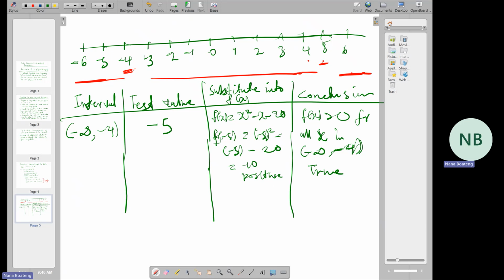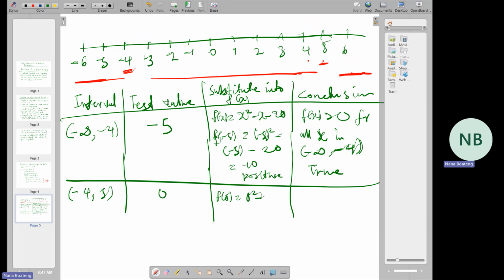Let's pick another test point between -4 and +5. So we are looking at the interval -4 to +5. We can pick a test value such as 0, and so we will find f of 0. So f of 0 is equal to 0 squared minus 0 minus 20, and this equals -20. And so we are having a negative number here.